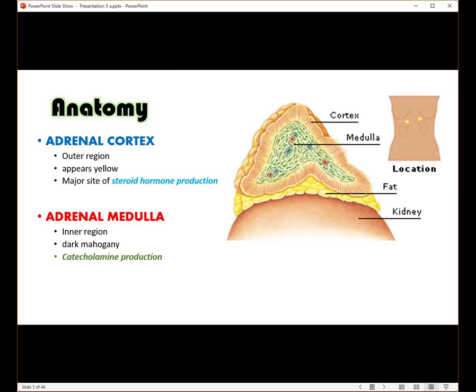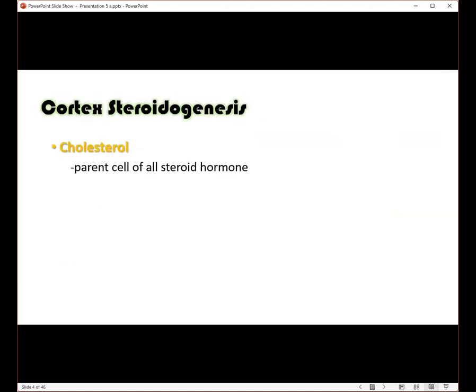The adrenal cortex is found in the outer region, which appears yellow, and it is the major site of steroid hormone production. The adrenal medulla is found in the inner region, and its color is dark mahogany, and it is the major site of catecholamine production. Please take note that cholesterol is the parent molecule of all steroid hormones. So we are already talking about the cortex and steroidogenesis.